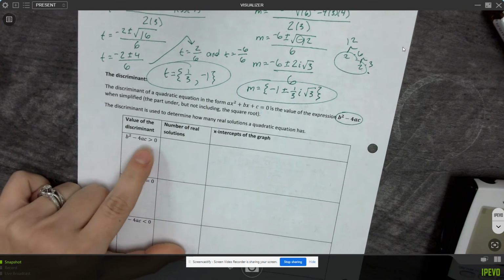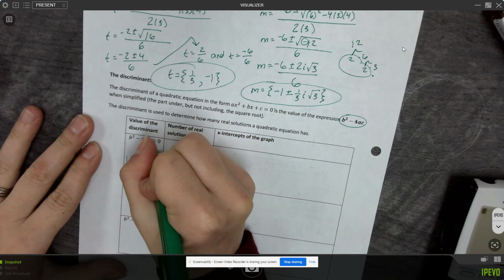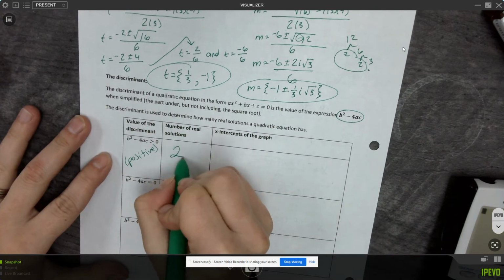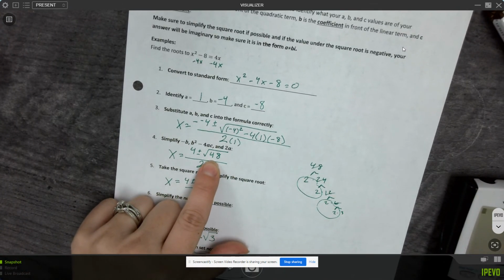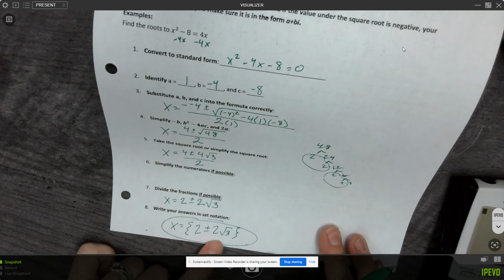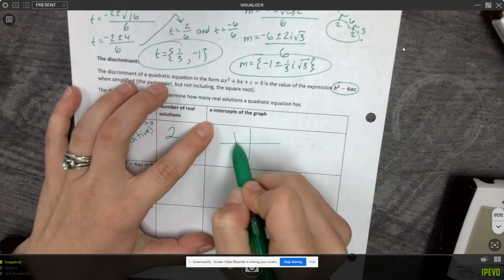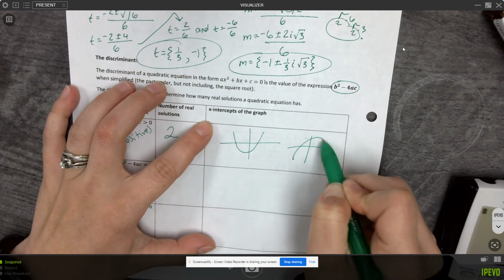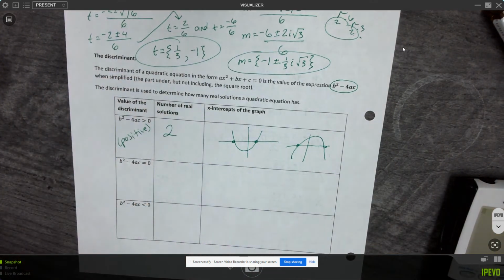If that number is bigger than 0, so it's positive, there will be 2 real solutions. Like this one over here, this is a positive underneath here. I got 2 answers, 2 plus 2 square root of 3 and 2 minus 2 square root of 3. The x-intercepts on the graph will look something like this, where there are 2 x-intercepts.